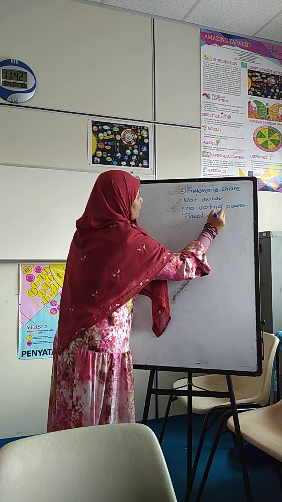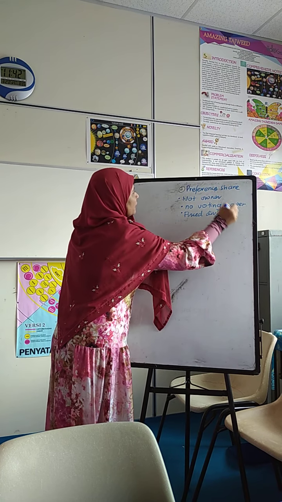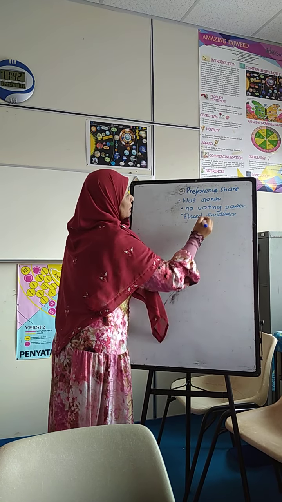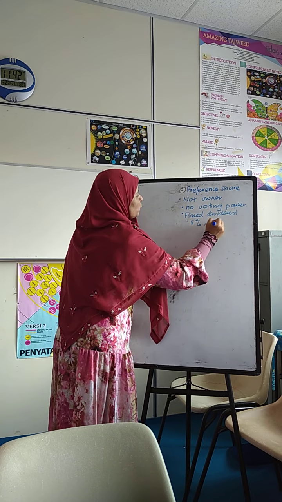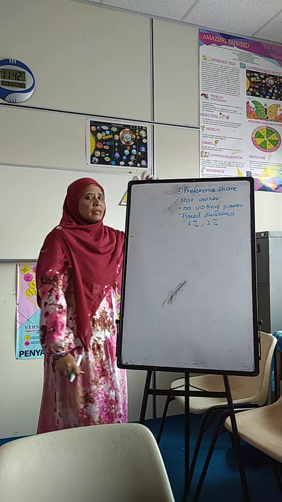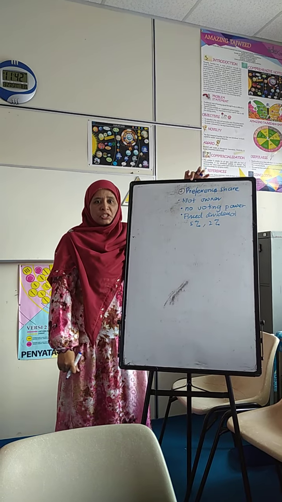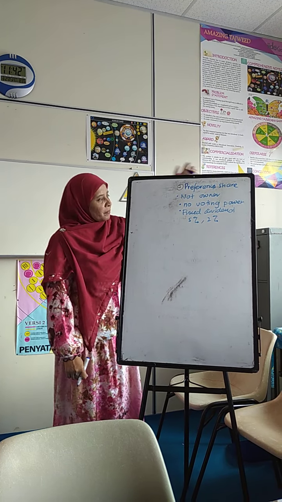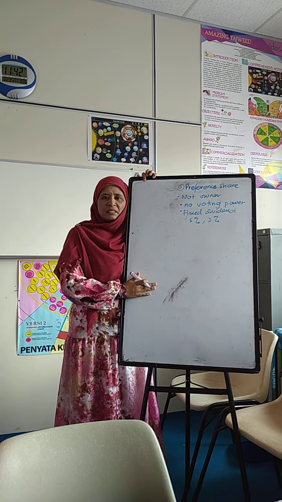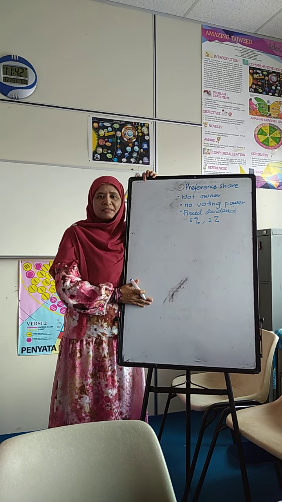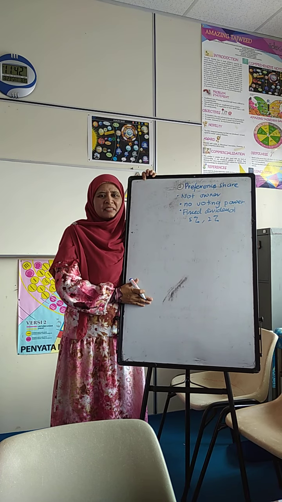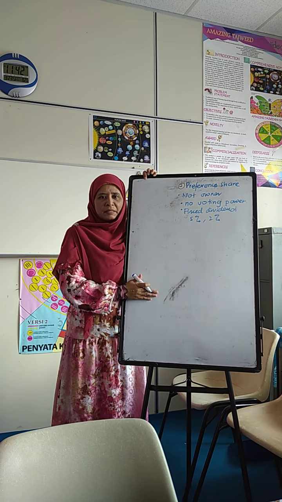Fixed dividend. Okay, for the fixed dividend, normally the preference share will have a dividend rate, for example 5%, maybe 2%, depending on how you authorize or register your preference share in the company. Alright, so fixed dividend normally is not really encouraged in Islam, because if it is fixed, most of that is really like riba. So it's forbidden in Islam.